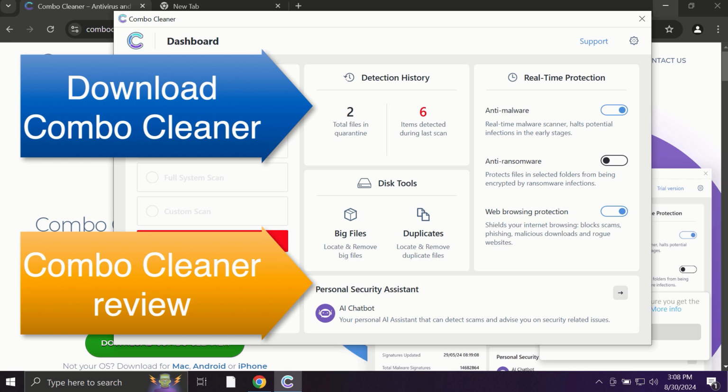So use Combo Cleaner for cleaning your system and for protecting your system against all types of malware.